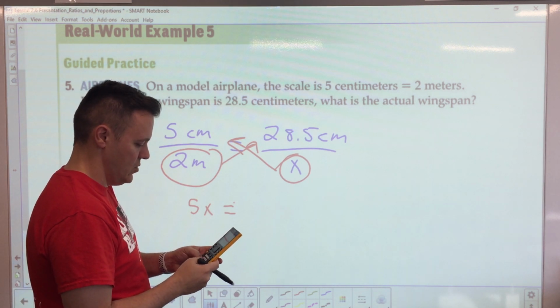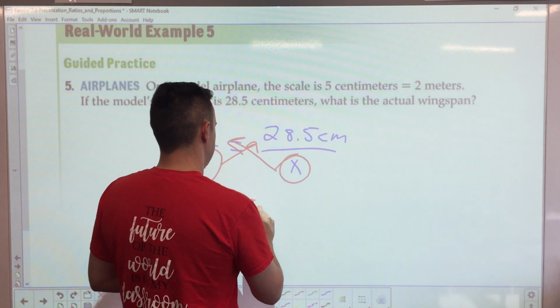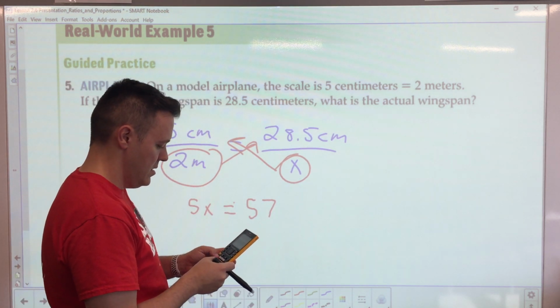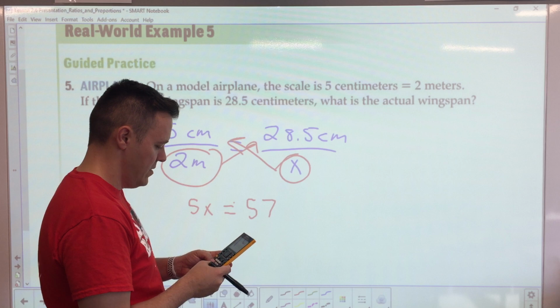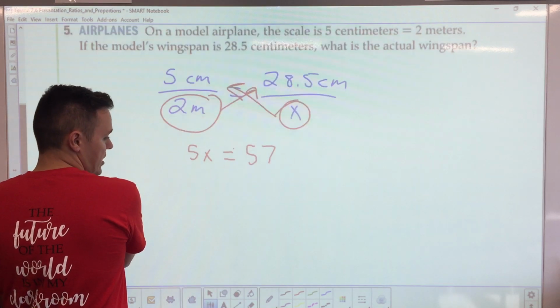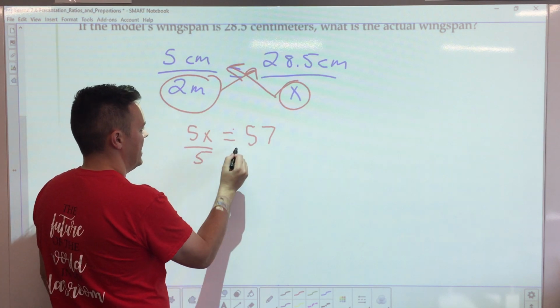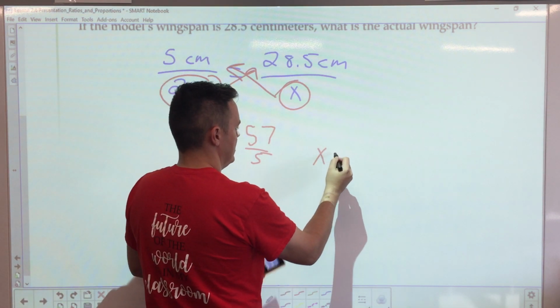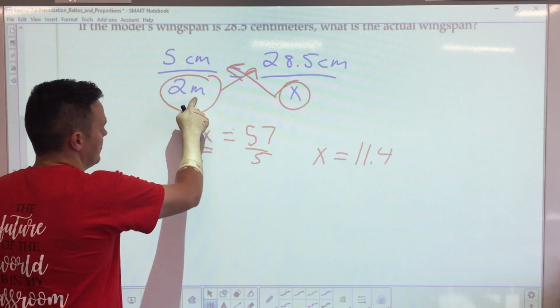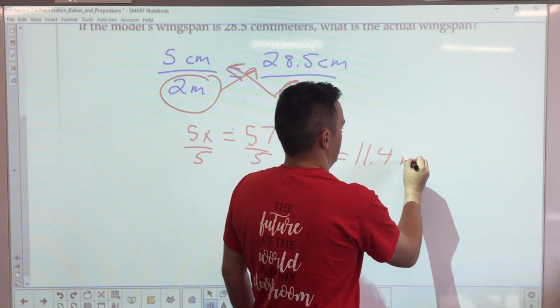28.5 times 2 is 57. And then 57 divided by 5. All right, make sure you guys know, divided by 5, x equals 11.4. And what are we looking for? The bottom, meters.